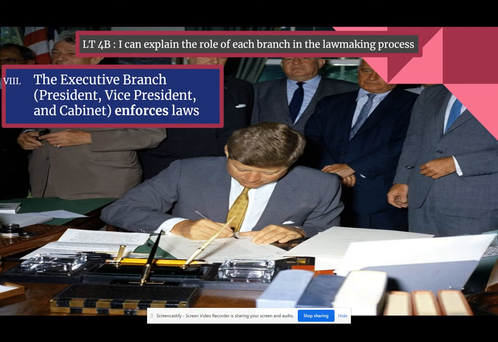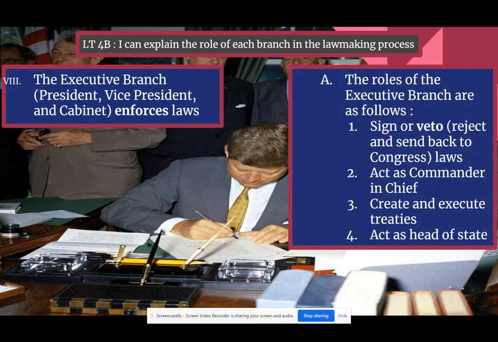Remember from last unit, we talked about the different roles of each branch. Executive enforces, legislative creates, judicial interprets. Today we're going to be focusing first on the executive branch, and they enforce the laws. These are some of the roles of the executive branch that are in the Constitution that tell us what the branch is supposed to do and how they're supposed to do it. The executive branch is outlined in Article 2 of the Constitution.